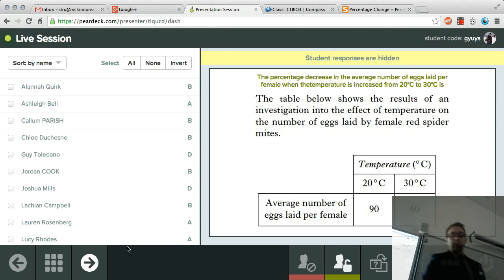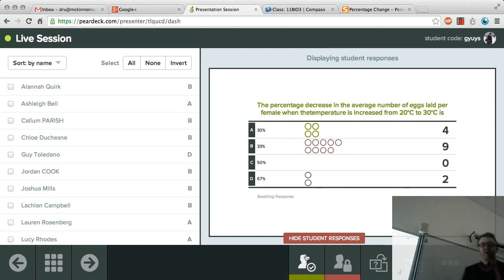Alright, so I'm going to lock down the answers in 5, 3, 2, 1, locked. Let's have a look at the responses here. 4 people went with a 30% decrease. Other 9 people went for 33%. No one went for 50, good. And 2 people went for a 67% decrease.